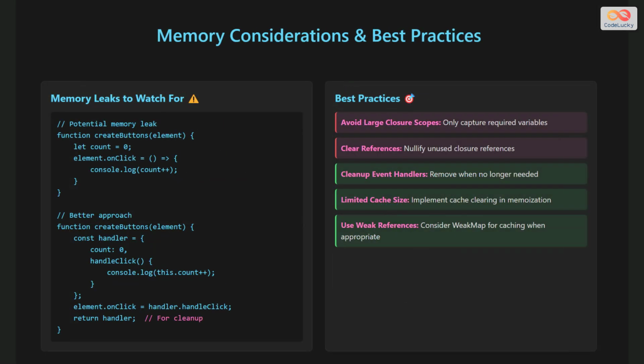While closures are very powerful, it is important to be aware of memory considerations. Closures can potentially cause memory leaks if not handled carefully. Here is an example of a potential memory leak. The createButtons function assigns an arrow function to the onClick handler. Each time the function is called, a new closure is created. Over time, this can cause memory leaks.